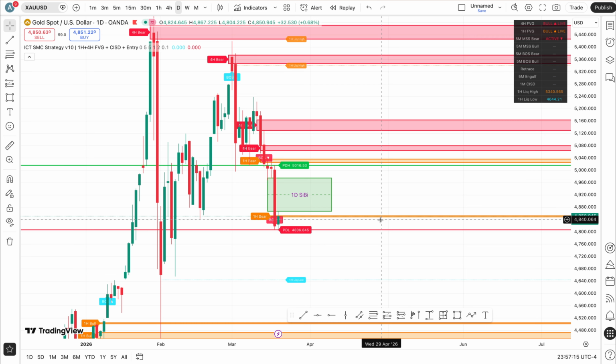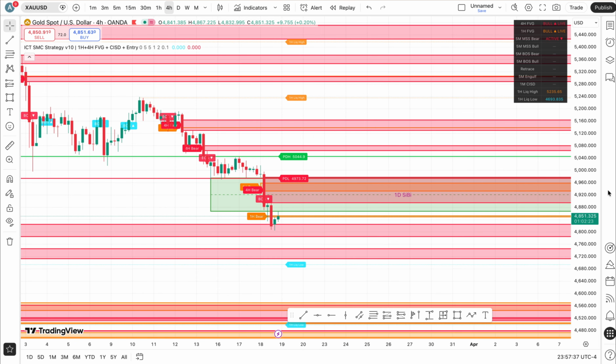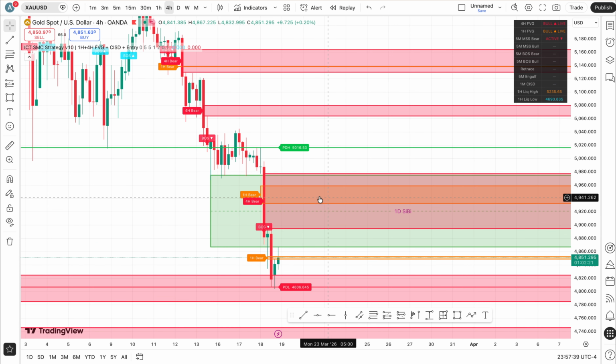However, after a strong fundamental move, the market doesn't always retrace immediately. Sometimes it continues in the same direction before revisiting these zones. So the key question is whether the market will continue trending lower or retrace upward to fill the daily CB, right?